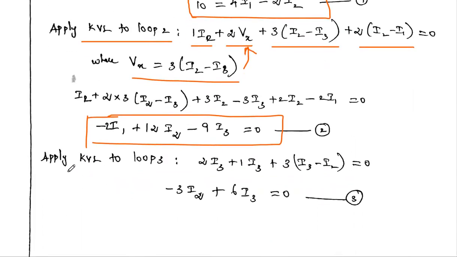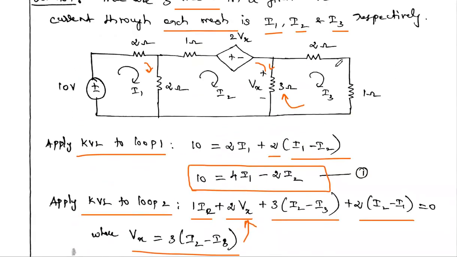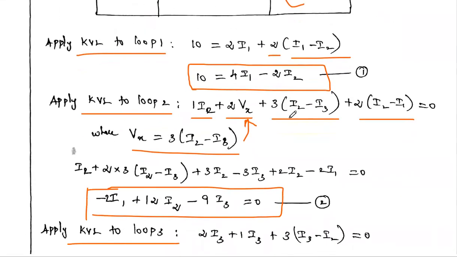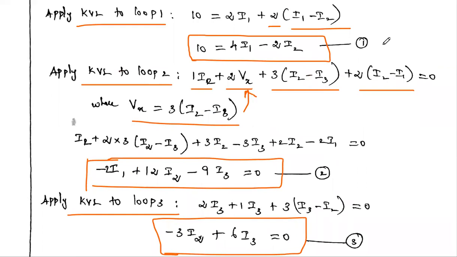Okay, similarly, we apply the KVL equation for the third loop. So the third loop, you see, this is the third loop. So 2 into I3, 1 into I3, plus when we are coming here, 3 into I3 minus I2 equal to 0. Then when we collect the terms, we can get the third equation, minus 3I2 plus 6I3 equal to 0. Okay, so now we have three equations in terms of I1, I2, I3.